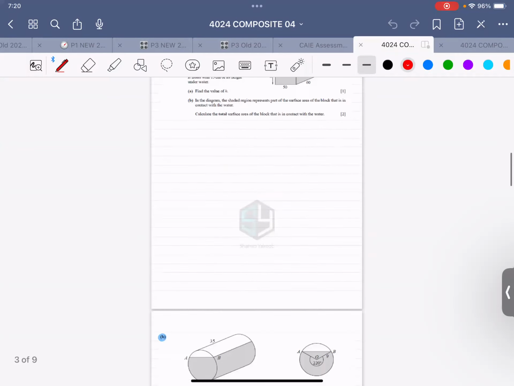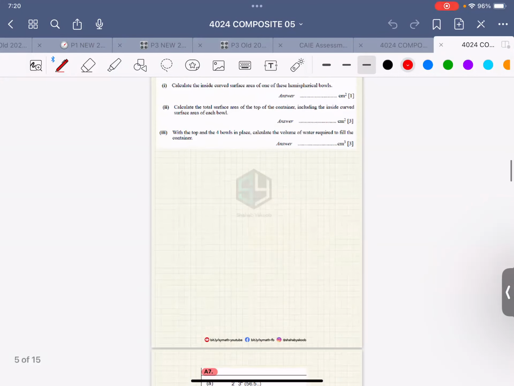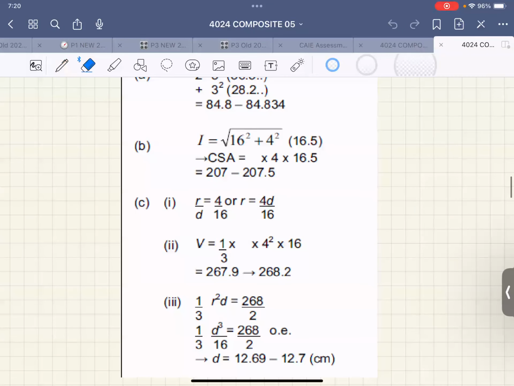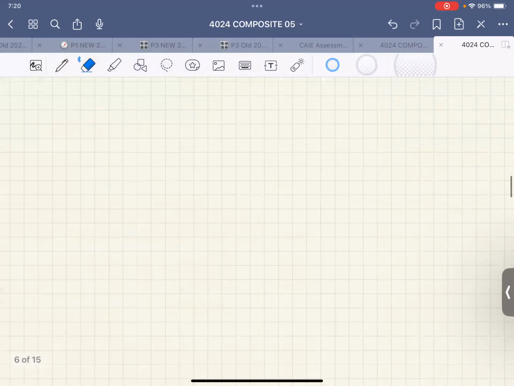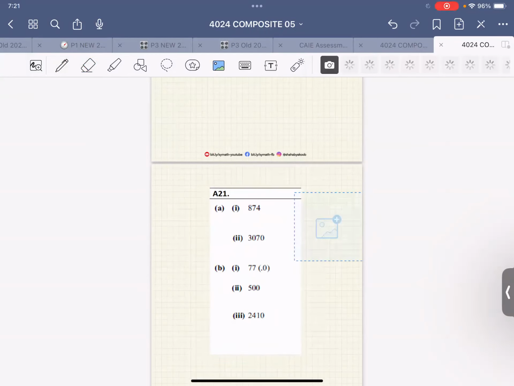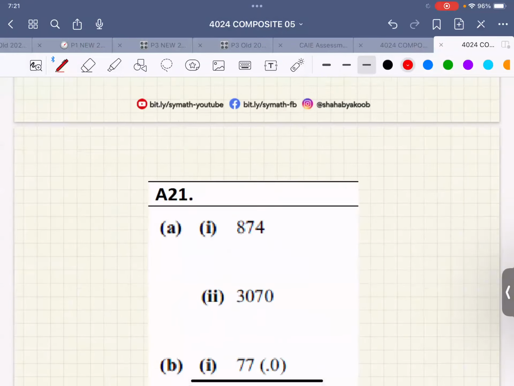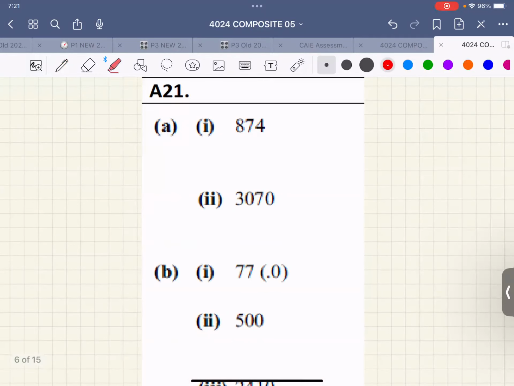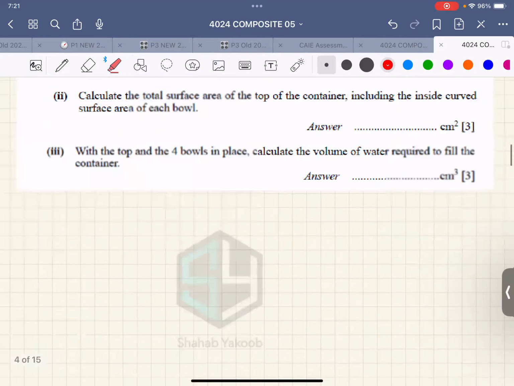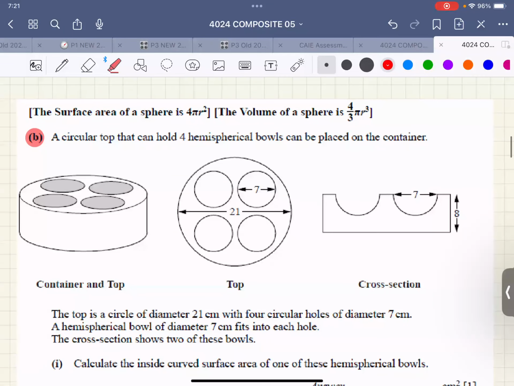So first of all, okay. So let me just remove this. And let me paste it. Okay. So yes, this answer is 874. That's the answer for the first part. And this answer is 3070. That is perfectly good, perfectly correct. Now let's move back. Now this time, let's look at the second part.